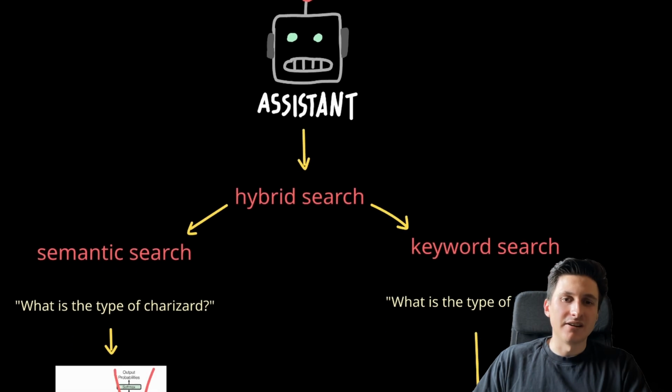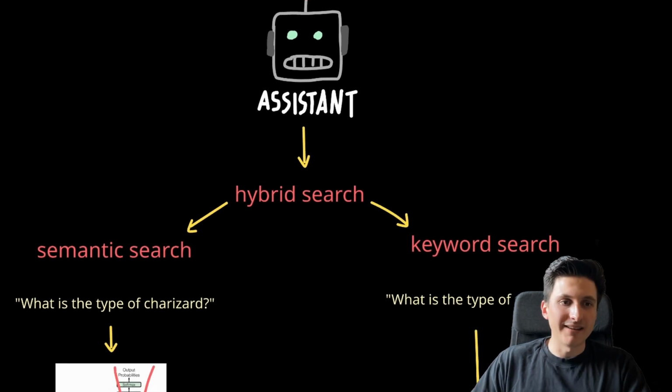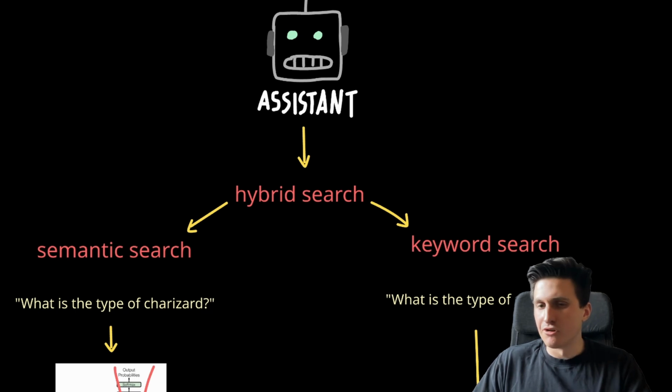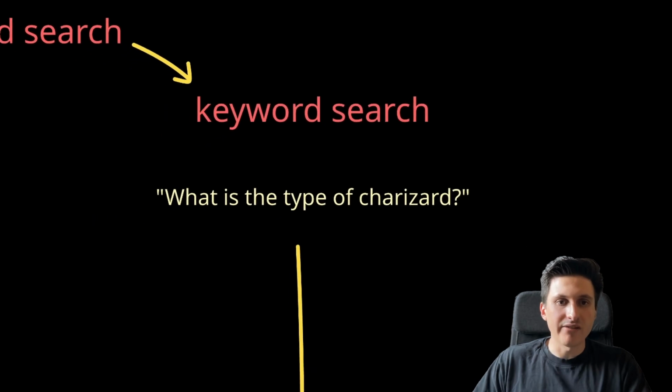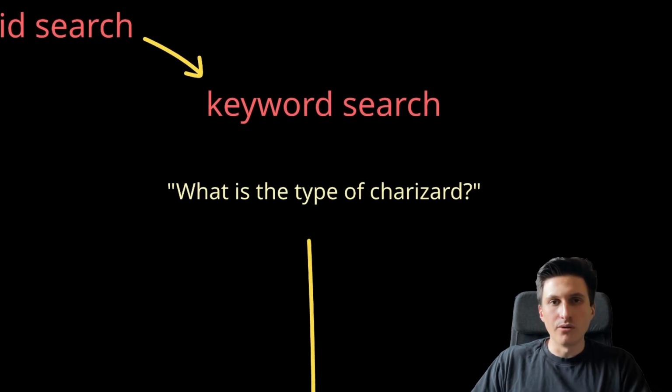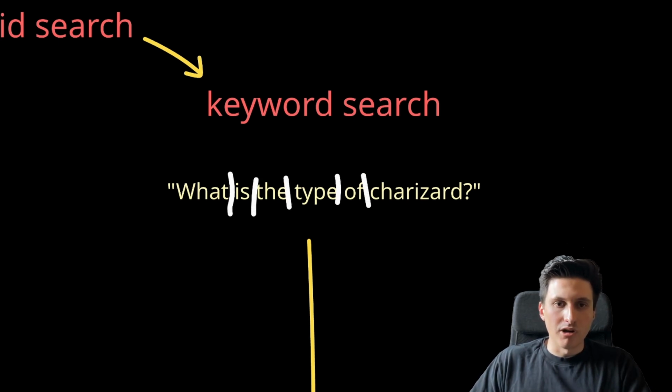A hybrid search consists of both semantic search, which was initially often the only search method that was used with RAG assistants, and is also going to use keyword search. Let's first explain keyword search, as it is probably the easiest to understand. Keyword search is going to look in our knowledge base and search for documents which, for example, literally have a lot of common words with the query. So we are literally going to look for Charizard or the word type or even what is.